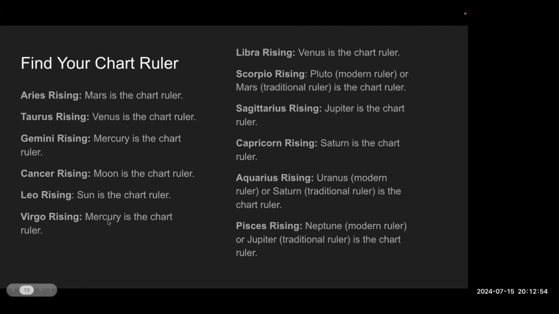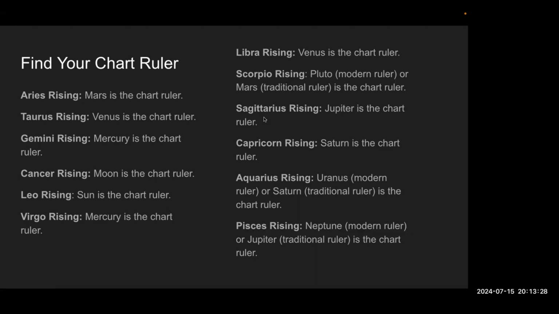If you're a Virgo rising, you are ruled by Mercury. Gemini and Virgo are co-ruled by the planet Mercury, so Mercury rules both of those signs. If you're a Libra rising, then Venus is your chart ruler. Same thing, Venus co-rules Libra and Taurus, so Libra and Taurus risings both share Venus as a chart ruler. If you're a Scorpio rising, then Pluto is your chart ruler according to modern rulership. If you do traditional rulership, it would be Mars. I do modern rulership, so I would consider Pluto as your chart ruler.